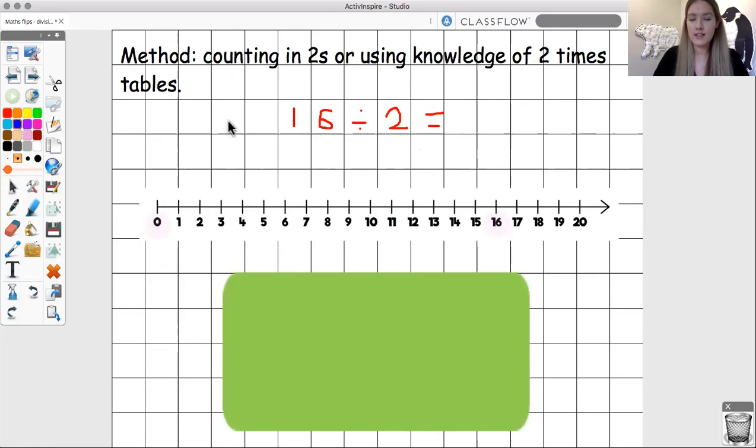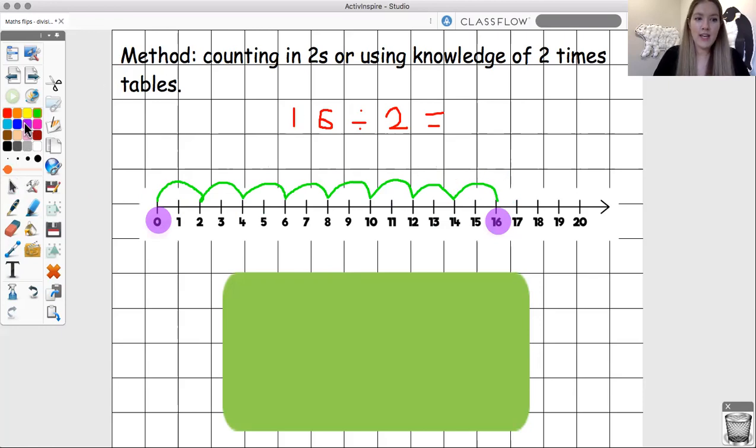So next up, let's try solving this question, but by using the knowledge of the 2 times tables or counting in twos. So I'm going to start on 0. I'm counting up to 16. I'm going to make jumps of 2. What colour shall I choose? I'm going to choose a nice green colour. So counting with me. 2, 4, 6, 8, 10, 12, 14, 16. And I don't need to go any further because we're just counting up to 16.